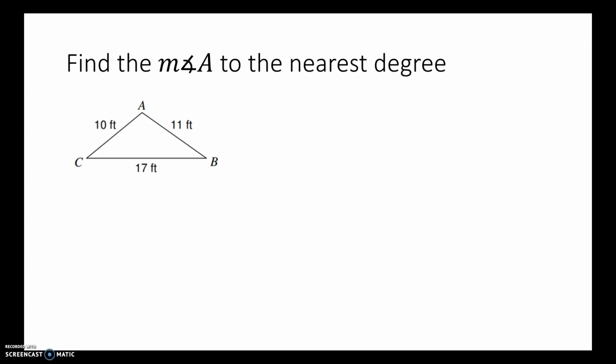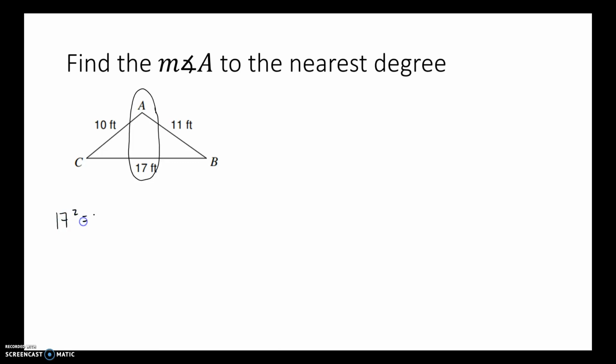All right, so let me just do 2 more examples. Find the measure of angle A to the nearest degree. Okay, my measure of angle A corresponds to the side length of 17 feet, and I know my other 2 side lengths. So I'm going to start with my bookends.